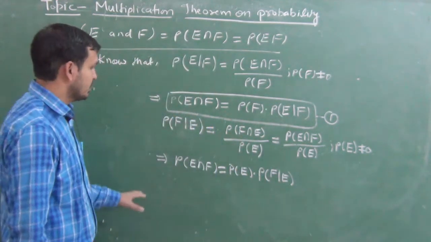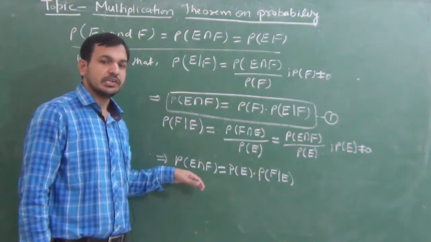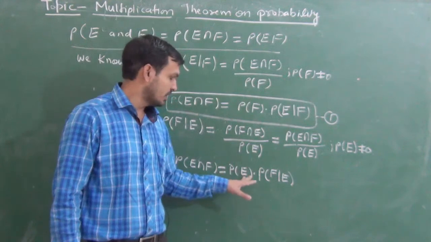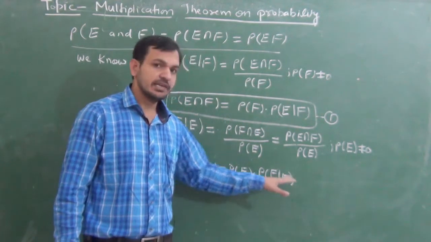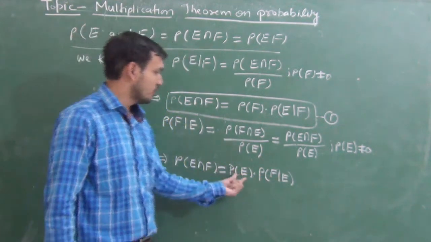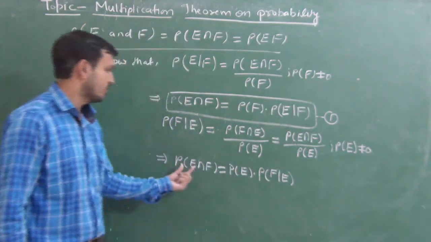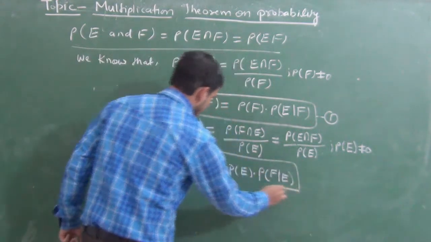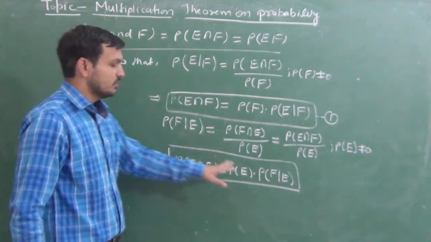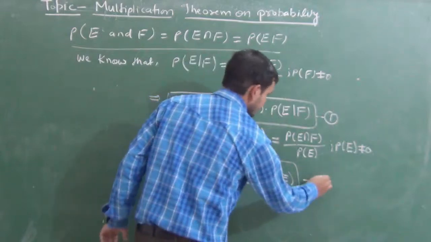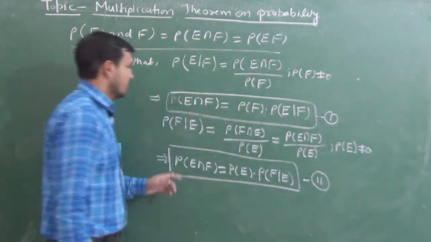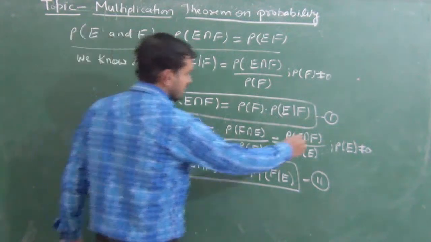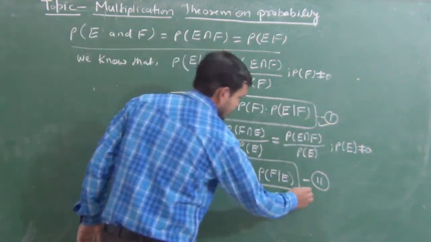So it means if we want to find the probability of E intersection F, and we have the probability of E and probability of F when E has occurred, if we have these two probabilities, then we can find the probability of E intersection F. So we can find the probability of occurrence of E and F together by using this formula also. So it means we can find the probability of E intersection F in two ways, either by using this formula or by using this formula.